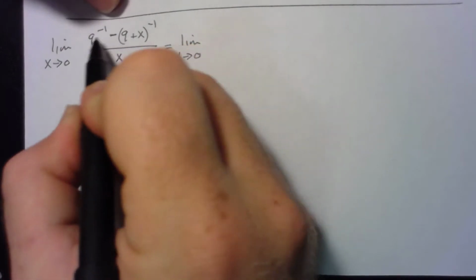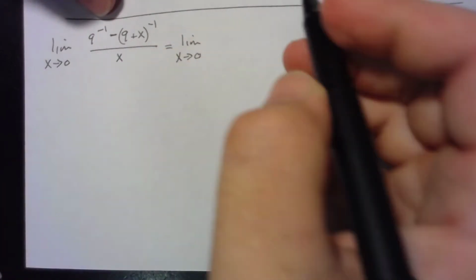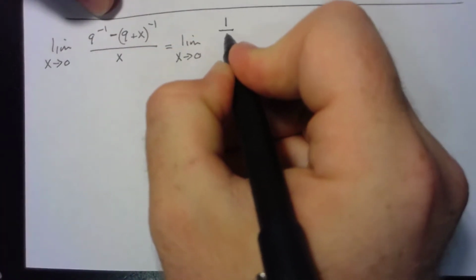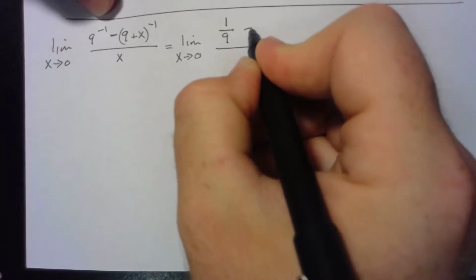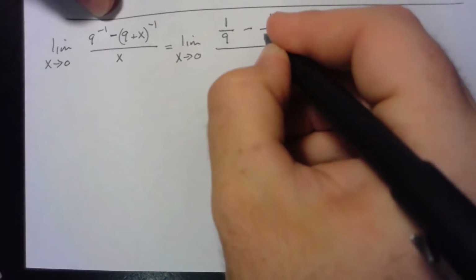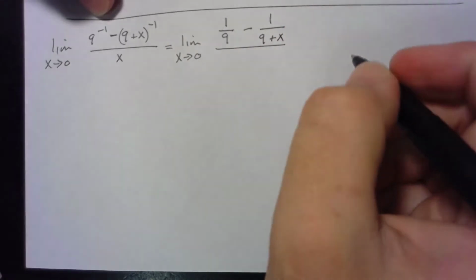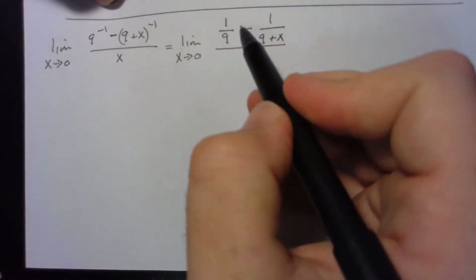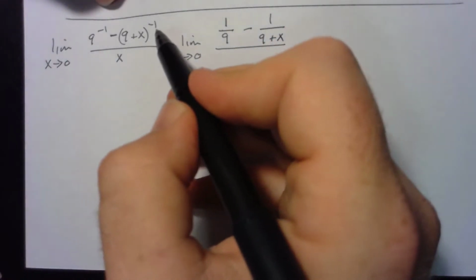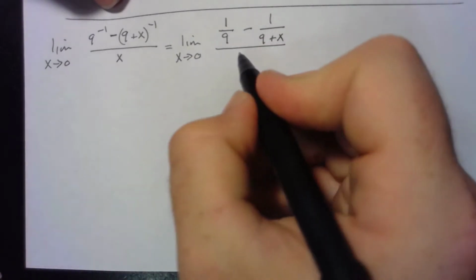But because each of these pieces separately has a power of negative 1, each of those pieces separately becomes the denominator of a new fraction. So, this 9 to the negative 1 becomes 1 over 9. This 9 plus x to the negative 1 becomes 1 over 9 plus x, and x is still in the denominator.